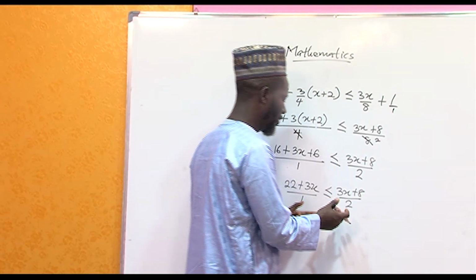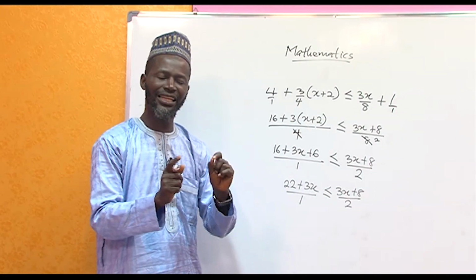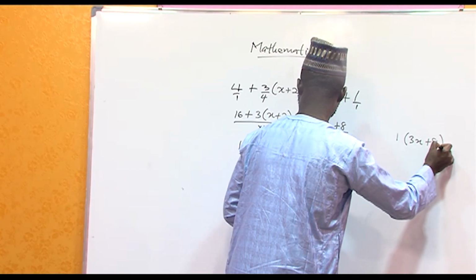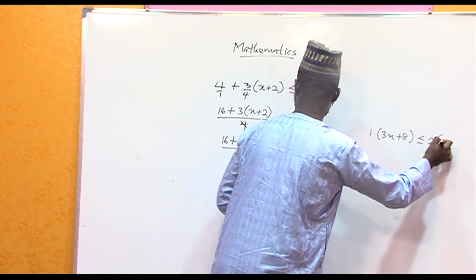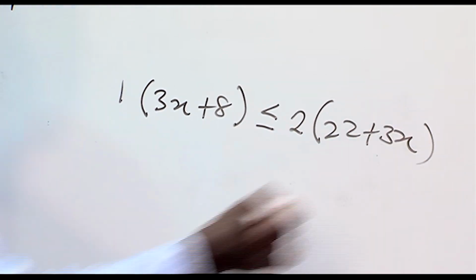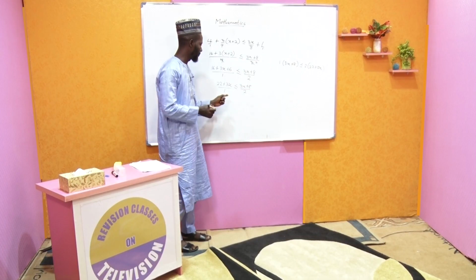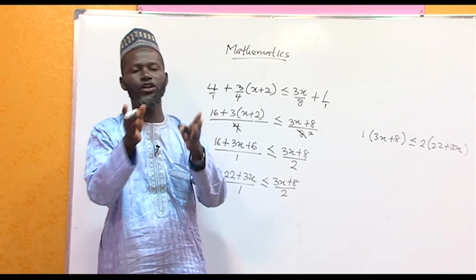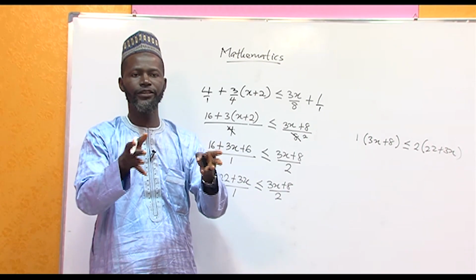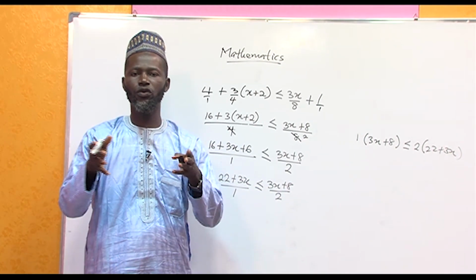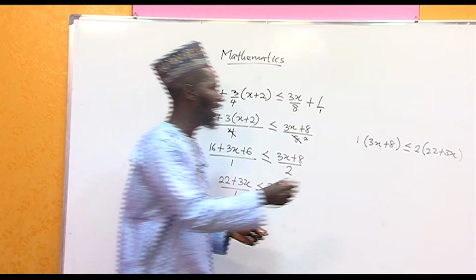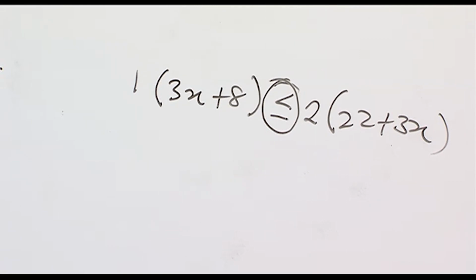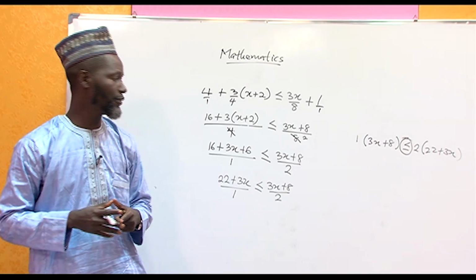For example, don't do your cross multiplication like this: 1 into bracket 3x plus 8 less than or equal to 2 into bracket 22 plus 3x. Can we do it like this, by taking this one to this side? No, because it will be as if you've used your turning effect, which is one of the conditions for the inequality sign to change. So please, you just have to be very careful.